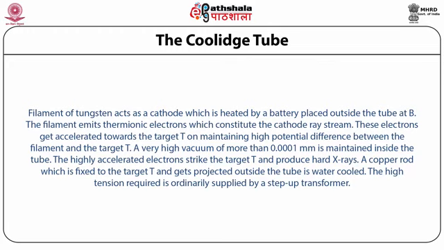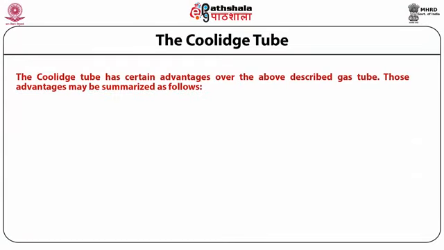The highly accelerated electrons strike the target T and produce hard X-rays. A copper tube, which is fixed to the target T and projects outside the tube, is water-cooled. The high tension required is ordinarily supplied by a step-up transformer. The Coolidge tube has certain advantages over the above described gas tube. These advantages may be summarized as follows.